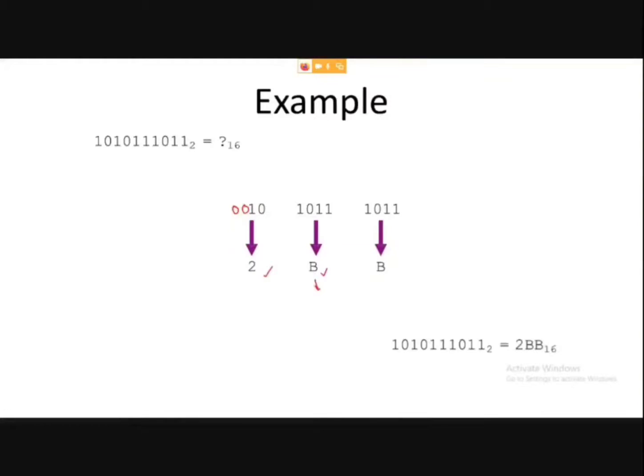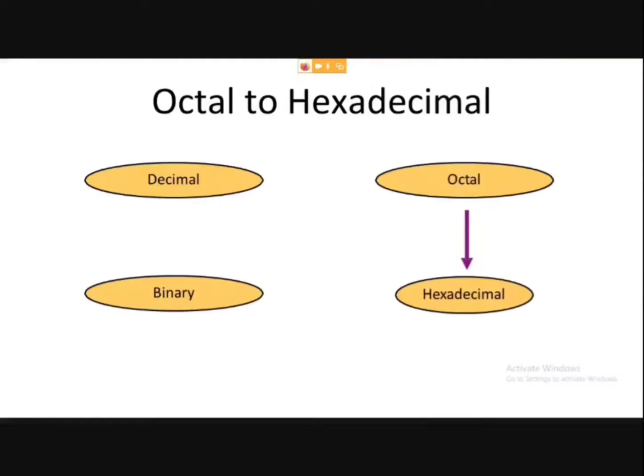Okay, so if I place 2 zeros, then this becomes 0010, which is a 2, and 1011 is actually equivalent to 11. This B is equivalent to 11, and this B again is equivalent to 11. But 11 in hexadecimal is B, that's why it is written B. So the answer becomes 2BB. Okay, so this is my binary to hexadecimal conversion.